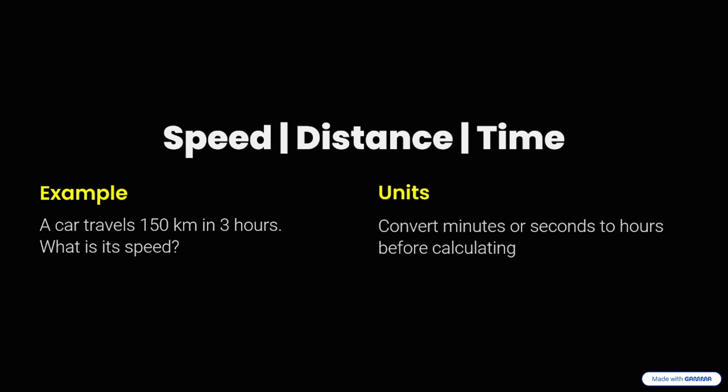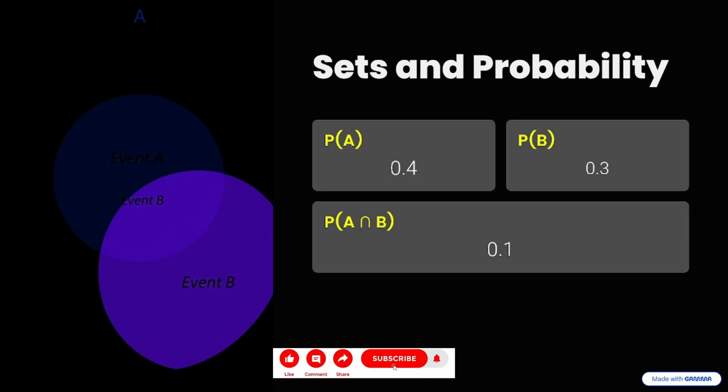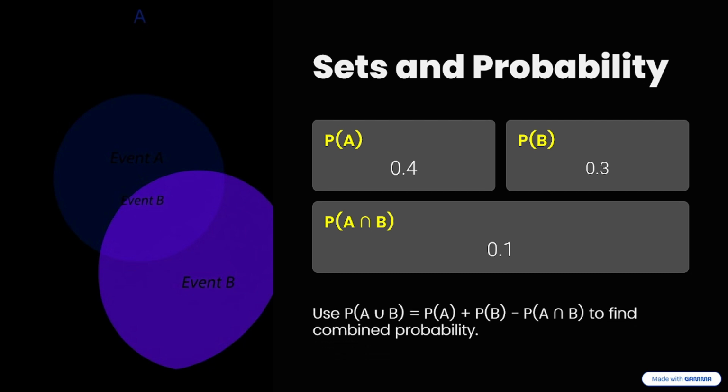You will also face questions on sets and probability, and these are often quite logical and simple if you understand the notation. Let's say P of A equals 0.4, P of B equals 0.3, and P of A intersection B equals 0.1. They might ask you to find P of A union B. Just apply the formula: P of A plus P of B minus P of A intersection B, which is 0.4 plus 0.3 minus 0.1. That is going to give you 0.6.